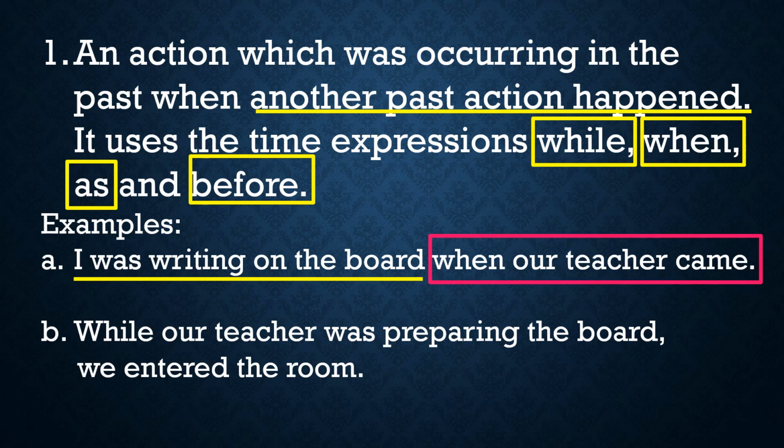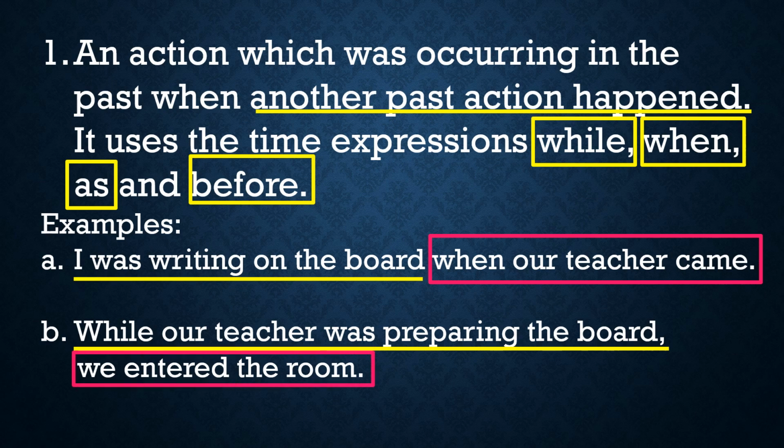The structure of the first action must be in the past progressive tense because it was progressively happening when another action, our teacher came, occurred. Another example: while our teacher was preparing the board, we entered the room. It's the same thing with the first action. Our teacher was preparing the board was progressively done when another action took place. We entered the room happened.